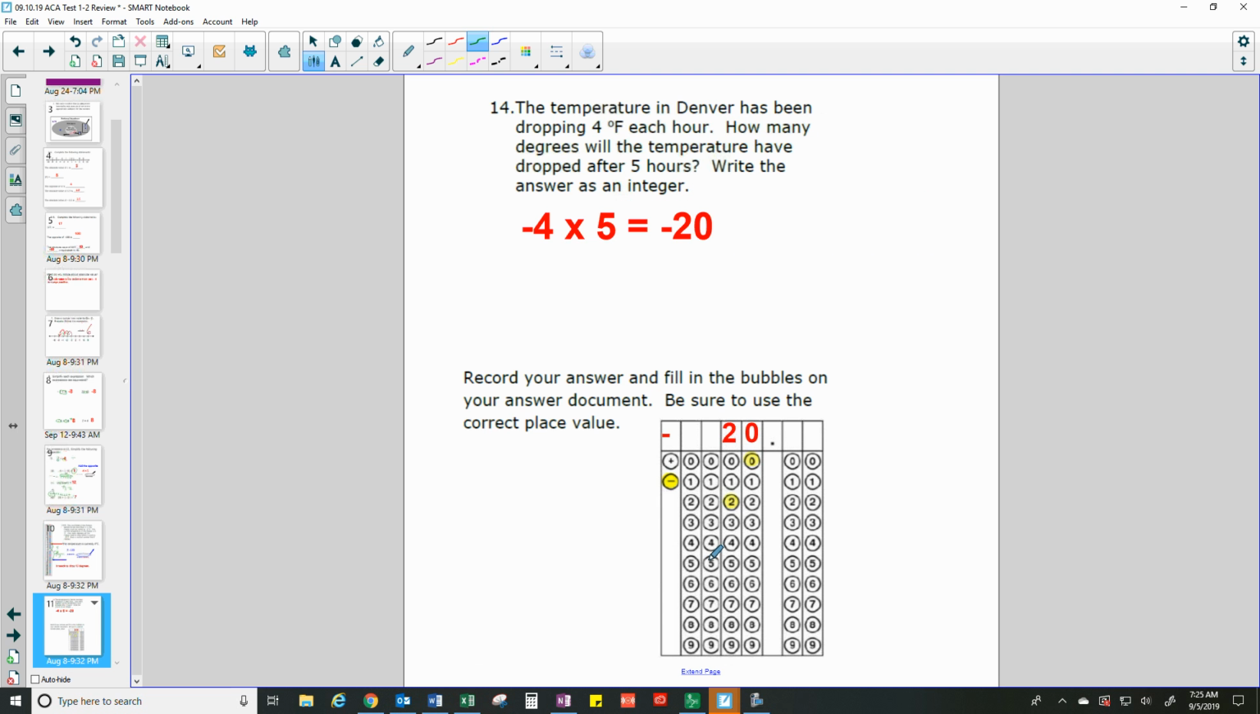And then last but not least, number 14, the temperature in Denver has been dropping 4 degrees each hour. So let me draw some clocks. How many degrees would the temperature have dropped after 5 hours? So the first hour it dropped 4. The next hour it dropped 4. The next hour it dropped 4. Then it dropped 4. Then it dropped 4. How many groups of negative 4s do you see here? 5. 5 groups of negative 4 is 20. Opposite of 20 is negative 20. So negative 20. Make sure when you bubble in the negative and a 2 and a 0.